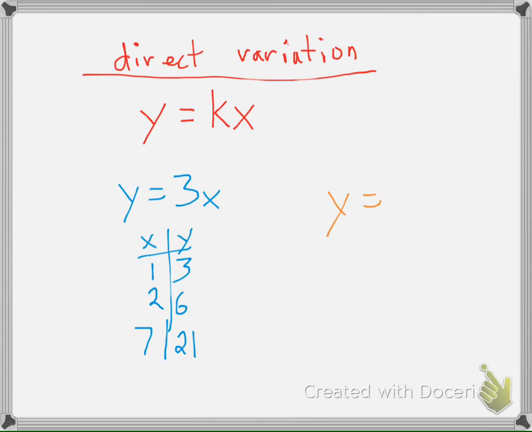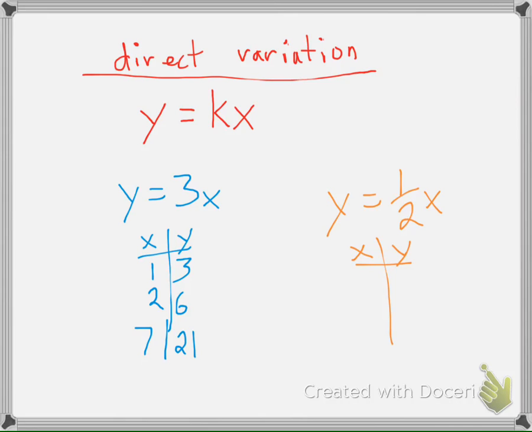Now, your k value can be any number. It doesn't have to be a whole number. We could do, well, let's do whole numbers first. Actually, let's try y equals 1/2 x. Once again, this is direct variation because your y value is equal to some number, in this case 1/2, multiplied by your x value.